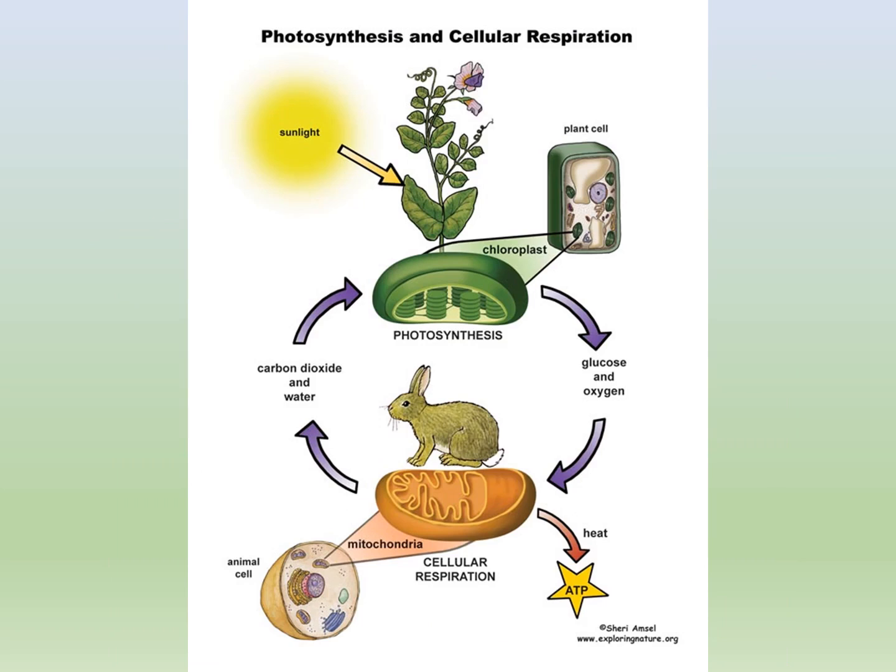This is just a picture of photosynthesis and cellular respiration, showing where these chemical reactions take place in the plant and the animal. In the plant, we're talking about the chloroplast and photosynthesis. And in the animal, we're talking about cellular respiration in the mitochondria to produce energy. So again, hopefully a little bit of review from biology, right?